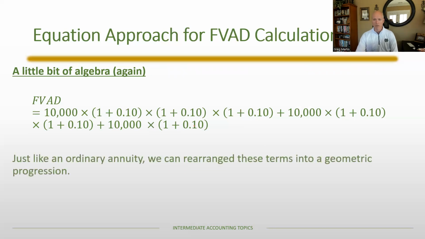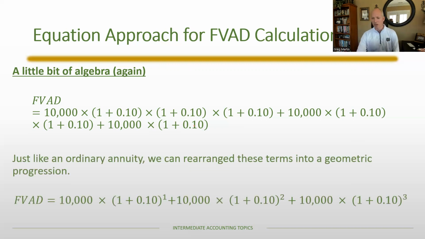Similar to what we did before, we're going to arrange these in a geometric progression. Again, the key mathematical concept with annuities is this idea of a geometric progression. The progressing term, again, is 1 plus the interest rate, and it goes from the first power to the second power and to the third power. So that is a geometric progression.